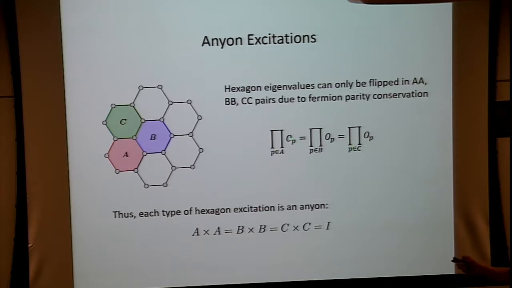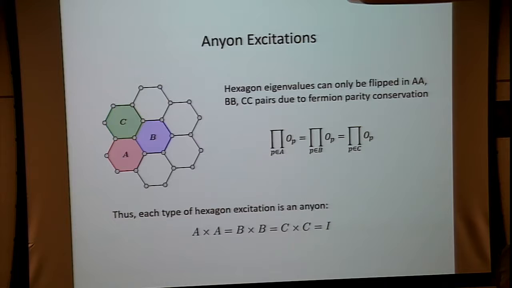So the fact that the product of all these hexagon operators of a given type is equal to the fermion parity, and the fermion parity cannot be flipped by any process, immediately implies I cannot just flip one hexagon by itself, because that would change the total fermion parity, which is not allowed. And this immediately tells us that hexagon excitations have to come in pairs. We can create two AA excitations, or two BB excitations, or two CC excitations, but we can never create each type of excitation by itself, one at a time. Hexagon excitations of each type have to be created in pairs.